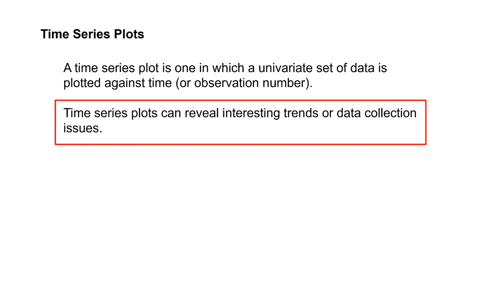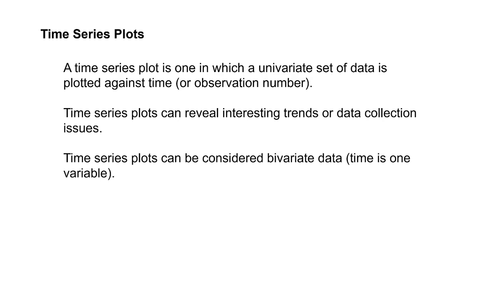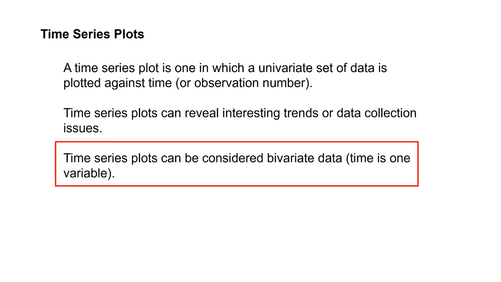And typically, when univariate data is collected, a lot of people just analyze the univariate data, but they fail to look at the results of that data as a function of observation number or time. In other words, the time at which the data was collected. Time series plots can be considered bivariate data because time is one of the variables. And I think this will make a lot more sense when I go through a couple examples.